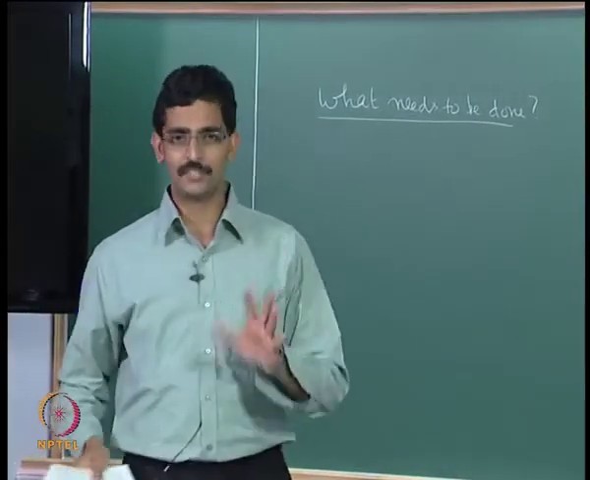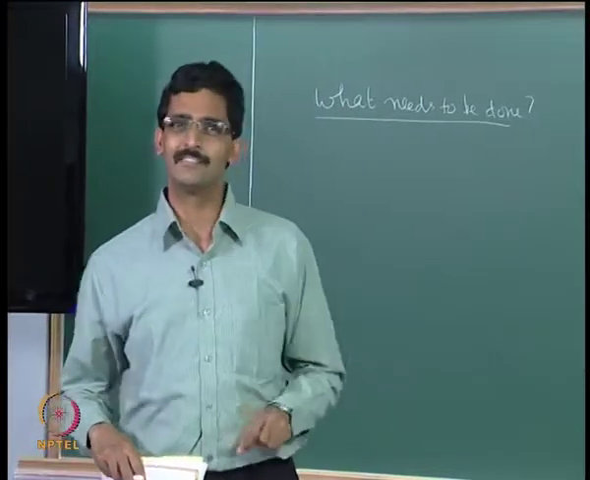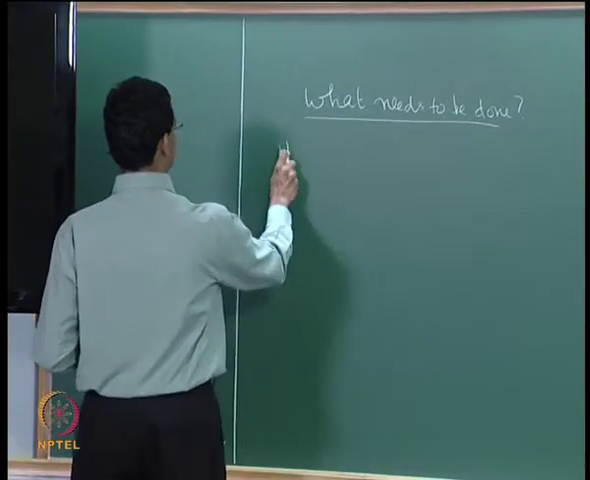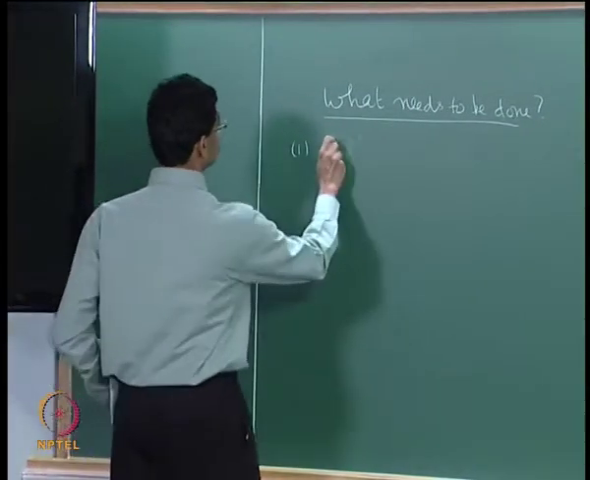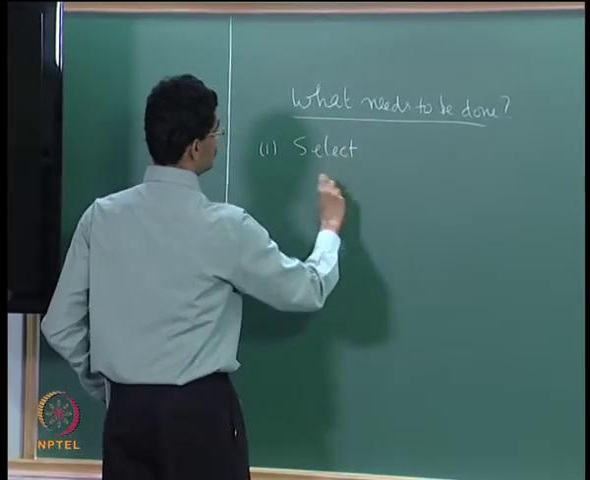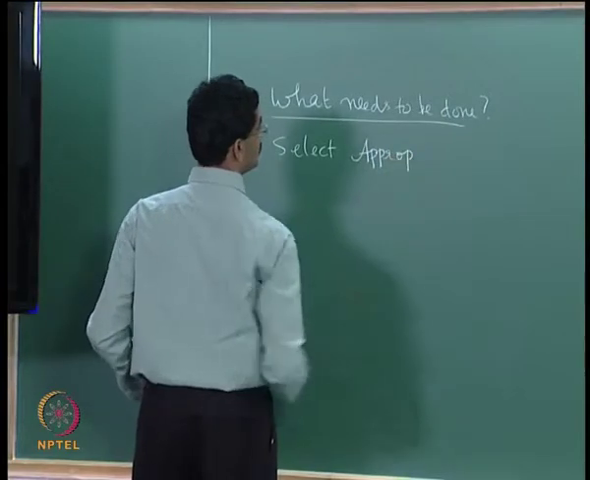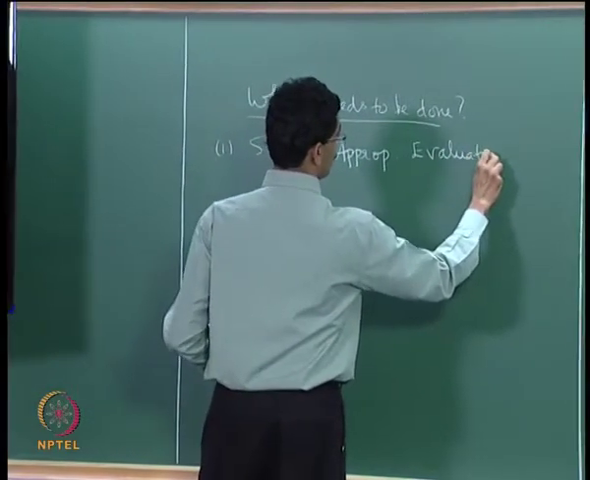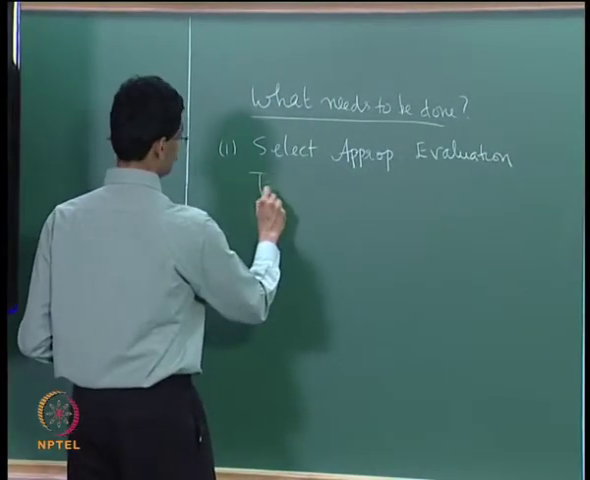So this book actually has 6 parts and each part roughly covers one of these 6 different things that have to be done. Okay, so we will write that, and it is self-explanatory, so I do not need to. So first is to select the appropriate evaluation techniques.